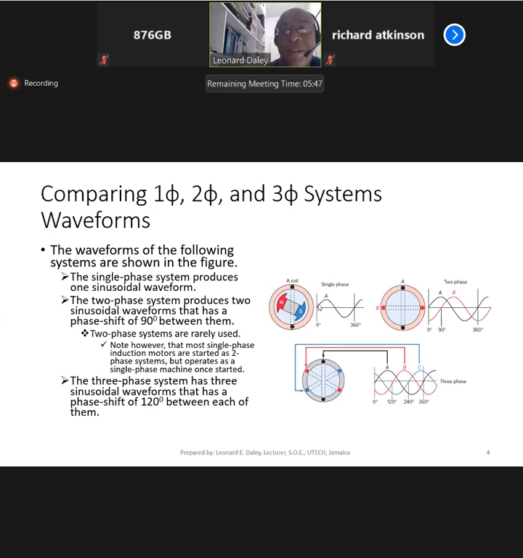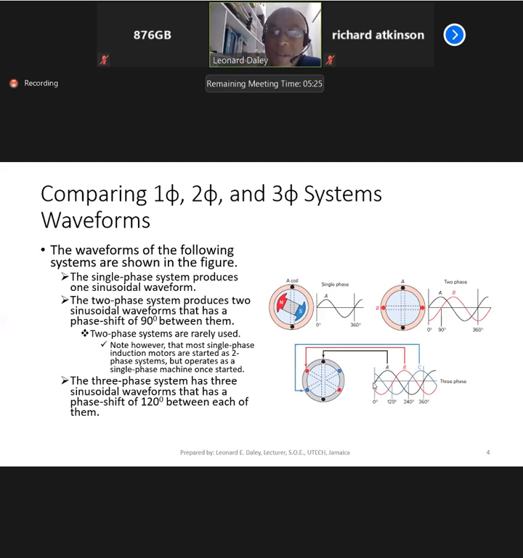The single phase system, as you can see, would be characterized by a single sinusoidal waveform. A two-phase system would have two of them, and there is actually a phase shift of 90 degrees between the two phases.